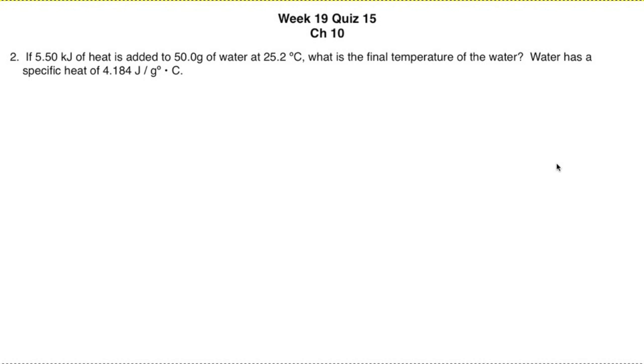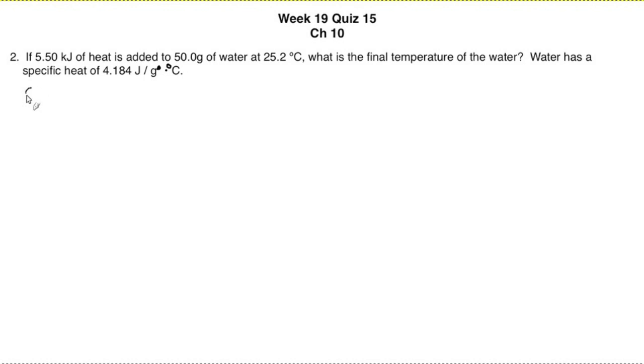Question number 2, if 5.5 kilojoules of heat is added to 50 grams of water at 25.2 degrees C, what is the final temperature of the water? Water has a specific heat of 4.184 joules per gram per degree C. There's a little typo right here. This degree mark should be over here with the C.